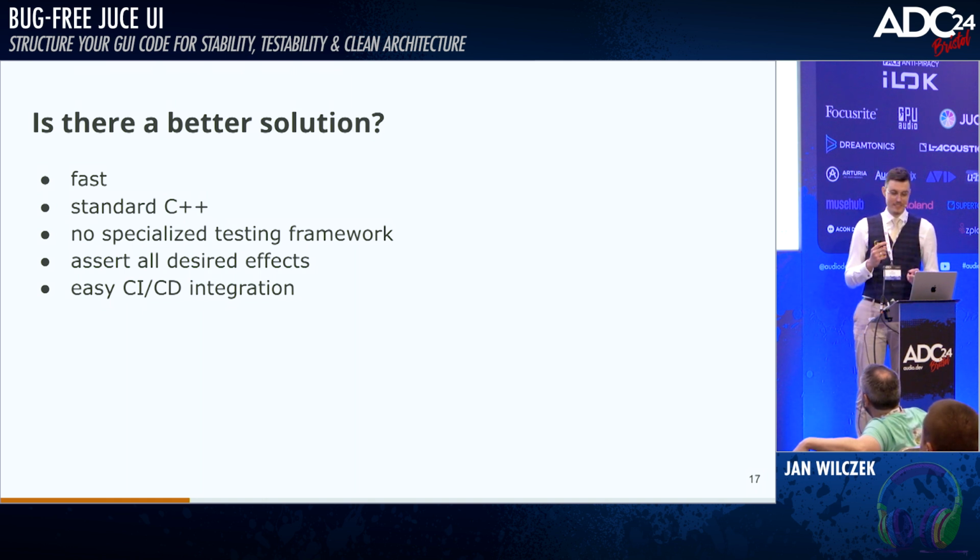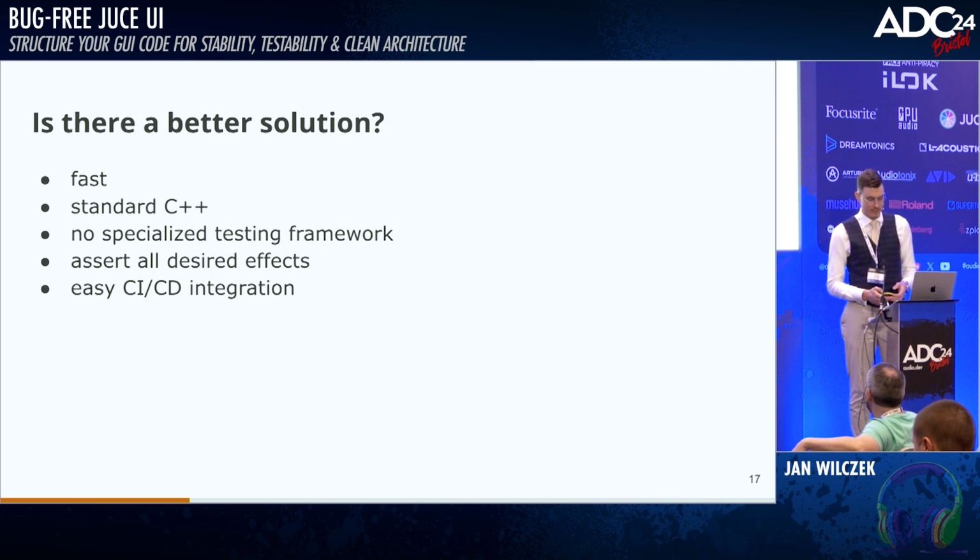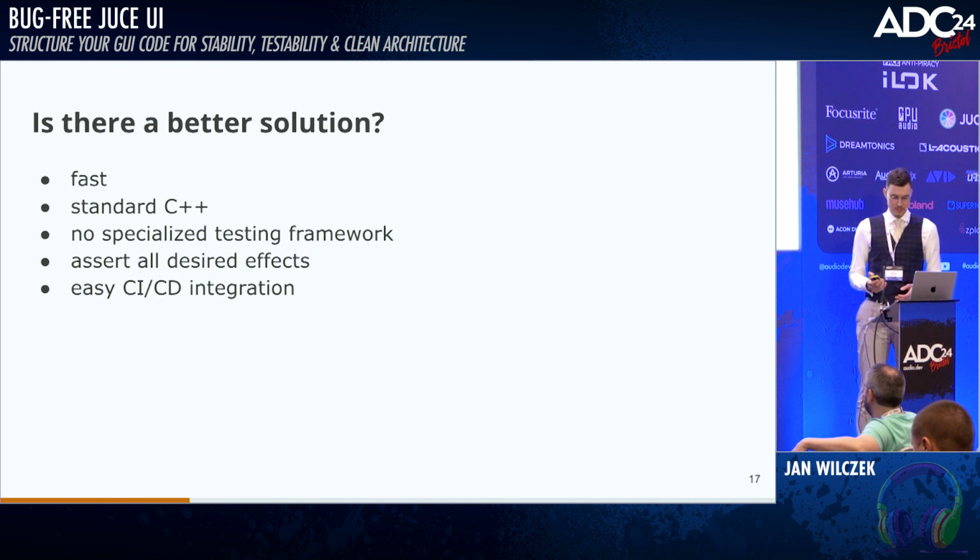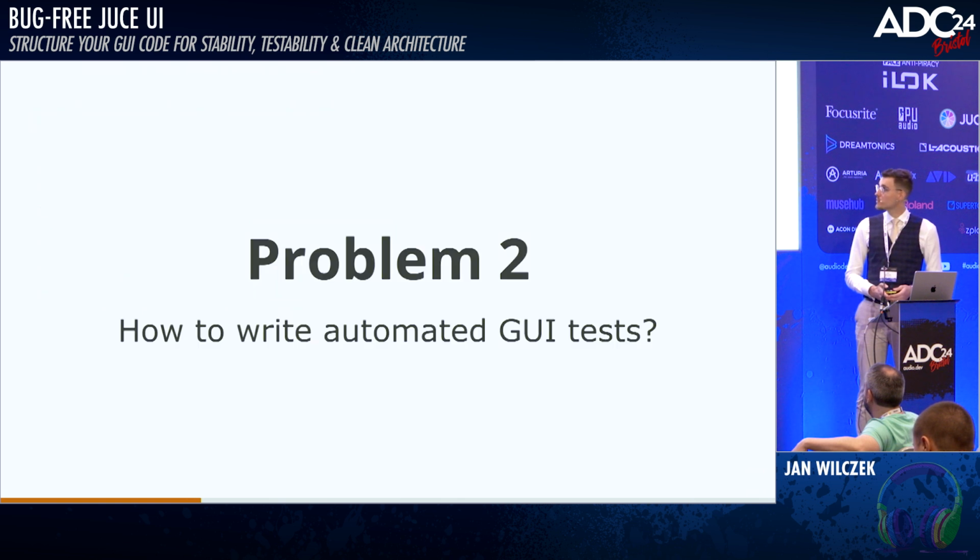Isn't there something that is fast, that is standard C++, that doesn't require us to use a dedicated testing framework? We can use JUCE unit test, Google test, Catch2, etc. That we can easily assert all the desired effects and we can easily integrate it into our CI/CD integration. So that's our problem number 2: how to write automated GUI tests that are not in this end-to-end style.